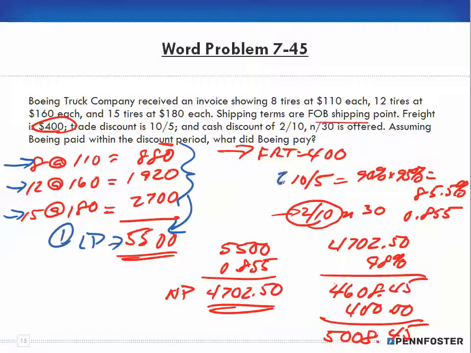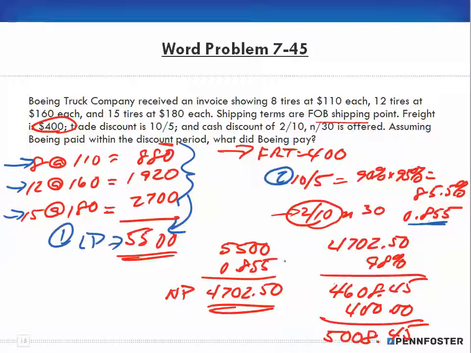Step number 2 was now I'm going to take care of all of my discounts. Well, I take care of my chain discounts before my term discount, because the chain discount I get immediately, the term discount I don't. So when I do the chain discount of 10% and 5%, I end up with 85.5%.